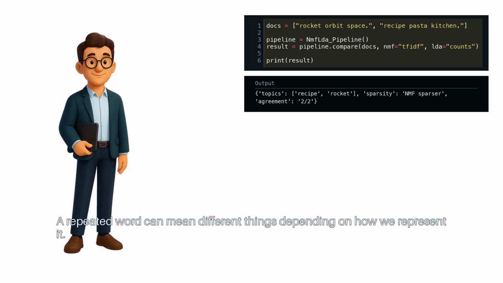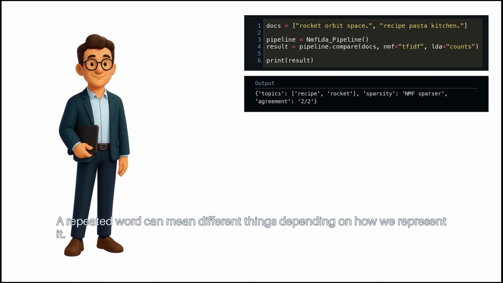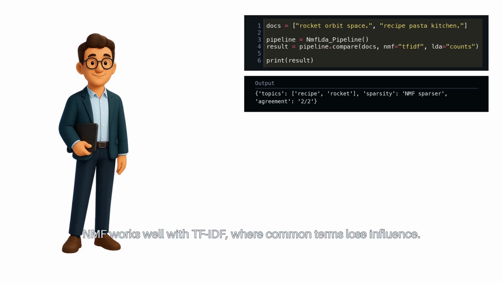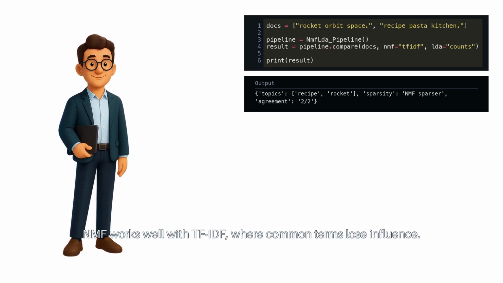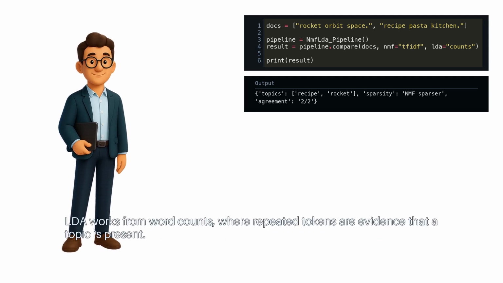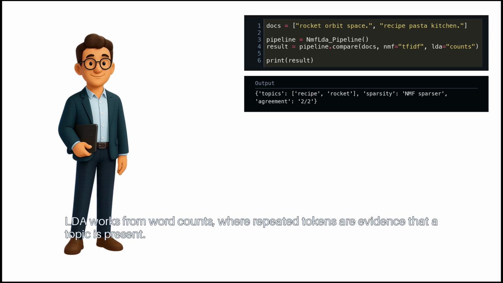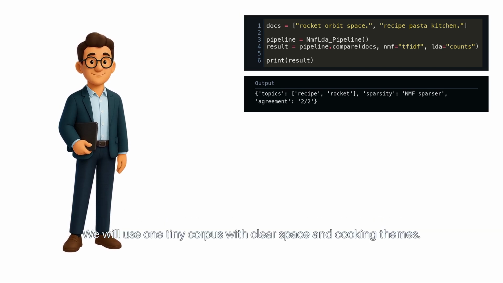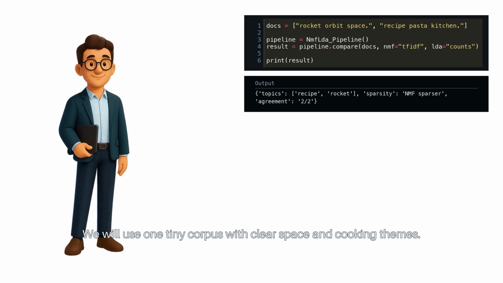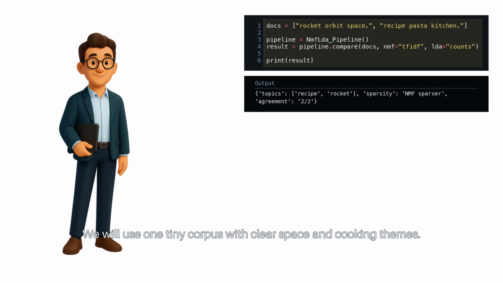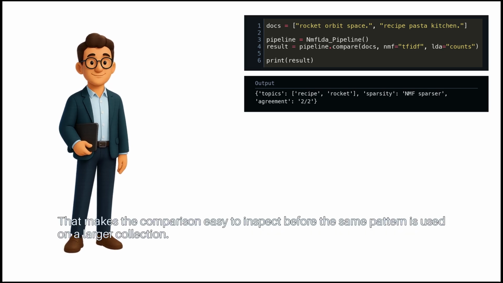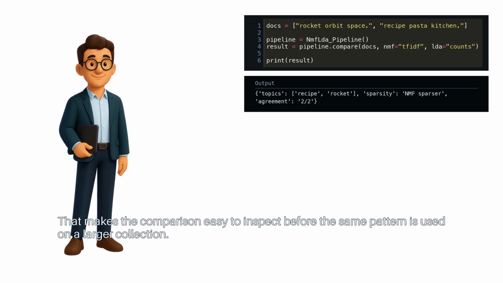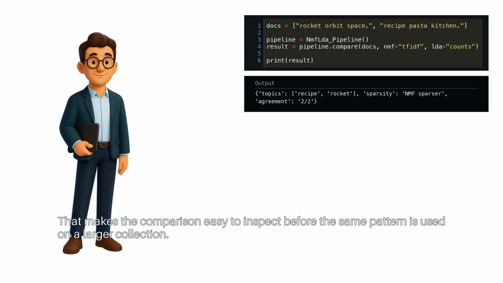A repeated word can mean different things depending on how we represent it. NMF works well with TF-IDF, where common terms lose influence. LDA works from word counts, where repeated tokens are evidence that a topic is present. We will use one tiny corpus with clear space and cooking themes. That makes the comparison easy to inspect before the same pattern is used on a larger collection.